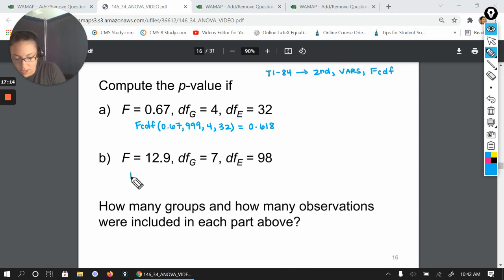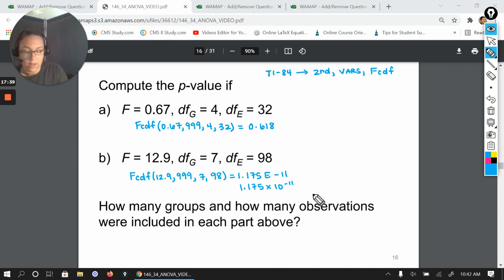For part B, we would use FCDF. We would put in 12.9 and then 999 for the upper bound, and then 7 and then 98. And this gives us a p-value of about 1.175 e negative 11. So remember, if you see a display like that on the calculator, this is the same as scientific notation. It's 1.175 times 10 to the negative 11 power.